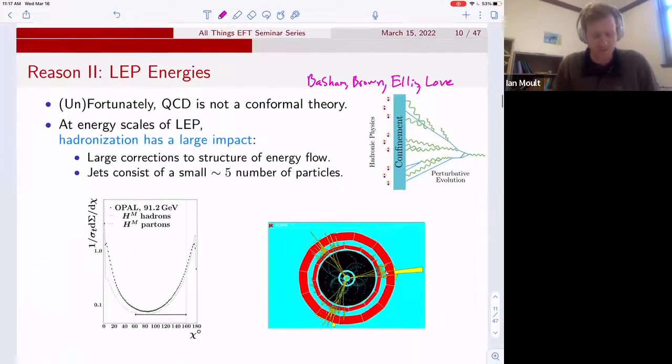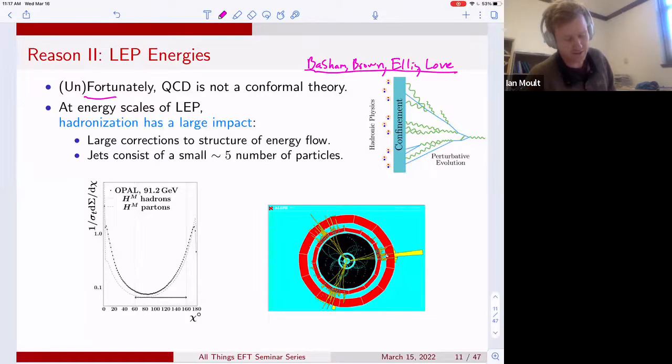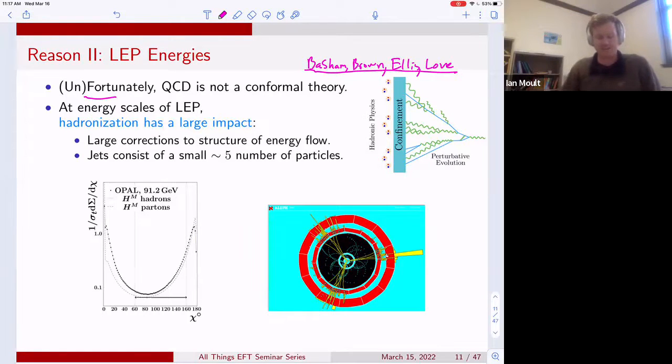And then the second point is that these were actually proposed, in particular the 2-point correlator was proposed very early on, by this group of people here. And so depending on your perspective, whether it's positive or negative, QCD is not a conformal theory. And so in particular, at the energy scales of LEP, which was the collider around at the time, hadronization effects have a very large impact.